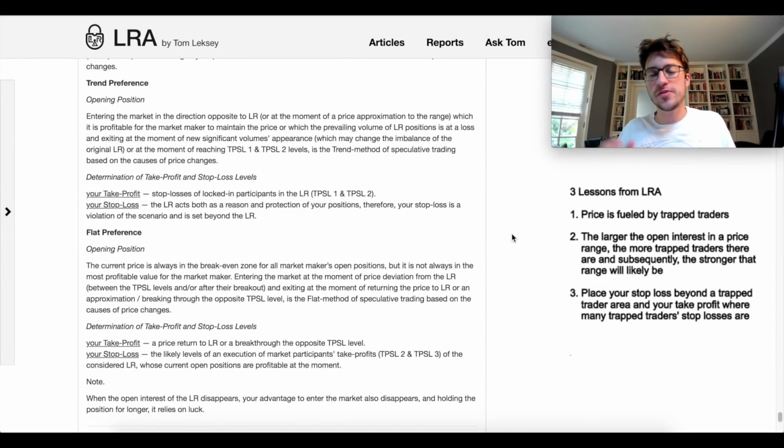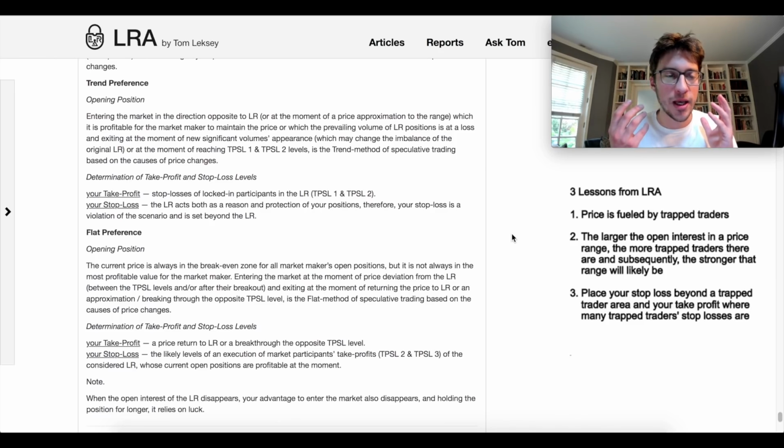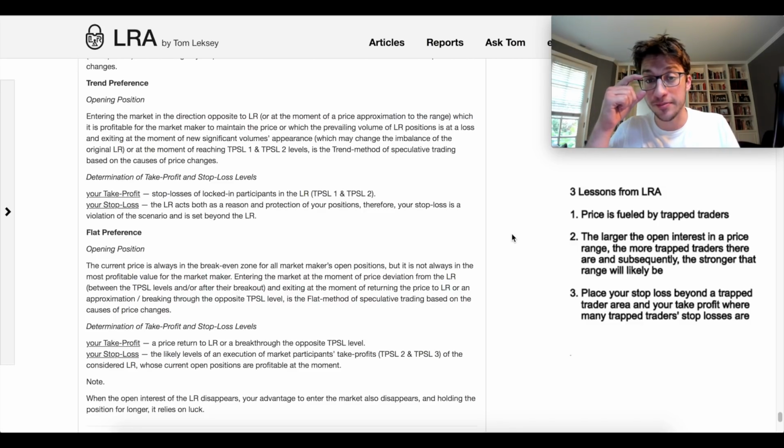Hello traders and welcome to LRA by Tom Lexkey. I'm going to be covering all the analysis that was covered in a free ebook. This is going to be linked in the description below for this whole 66-page doc that I have found to be amazing. Really, really amazing work that Tom Lexkey has done. I don't know how this hasn't gotten more coverage, but it's just beyond me. I wish I'd written this, but I didn't.